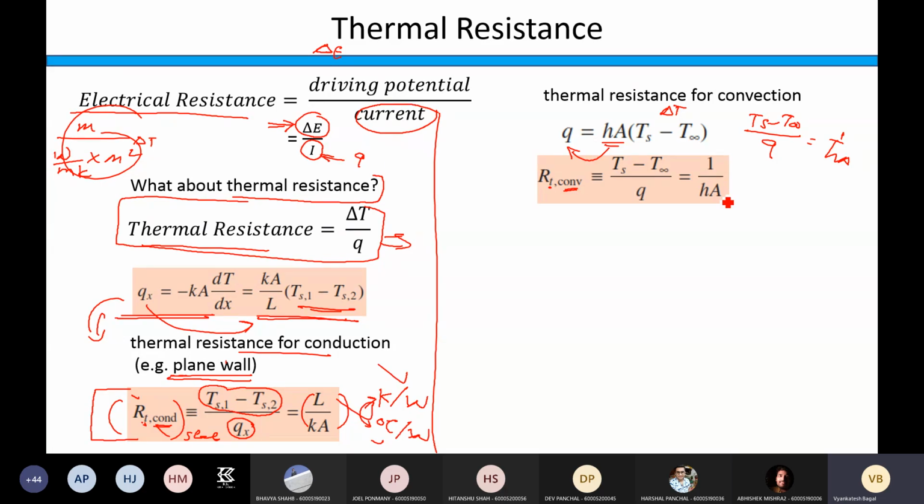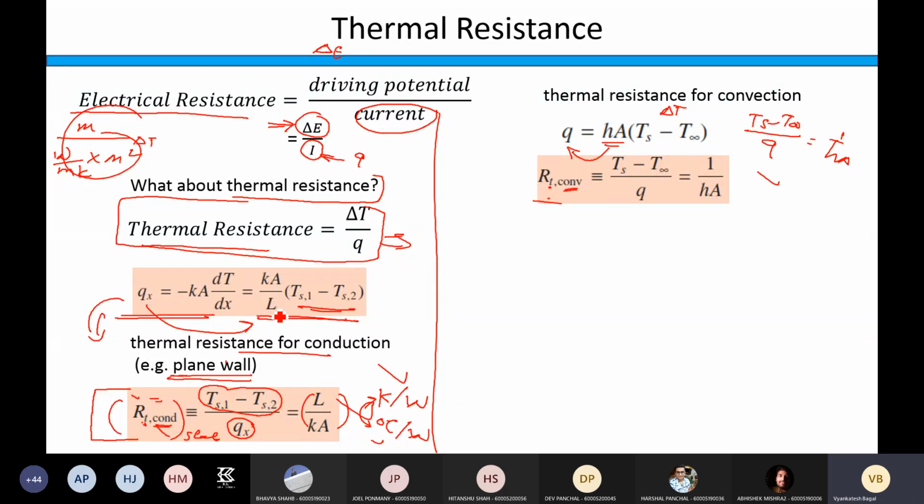Yes, sir. So anytime you want to find the thermal resistance due to convection, you can use this equation, 1 upon hA, and the unit will be similar to this. You will get the same. Fine. Thermal resistance due to convection.